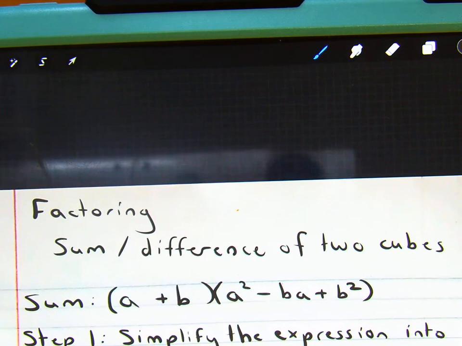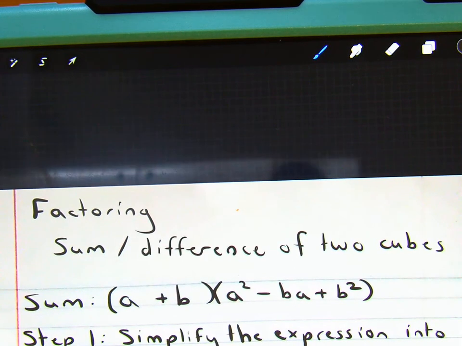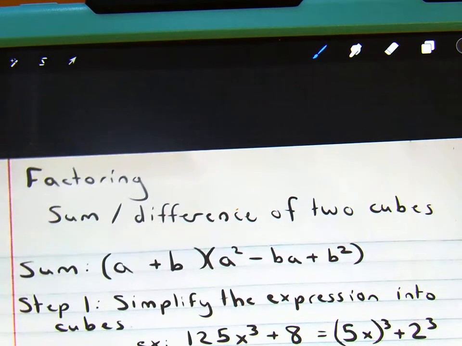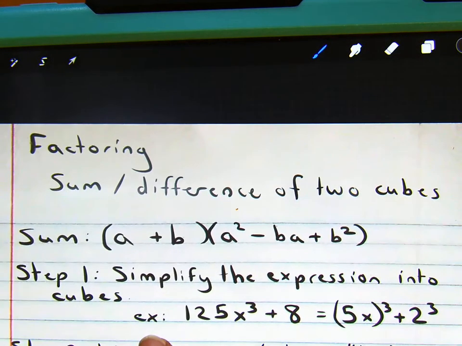So let's look at factoring sum and difference of two cubes. So you can write this down into your notes. So our sum formula is given here: a squared minus ab plus b squared, and that's being multiplied by the sum of a and b. So step one is to simplify our expression into cubes.